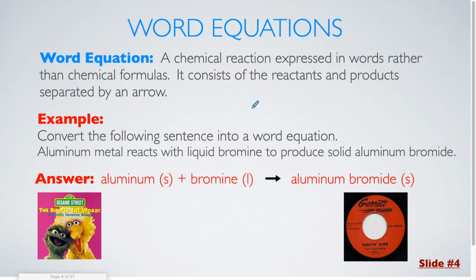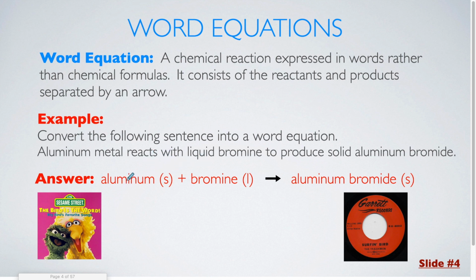A word equation is a chemical reaction expressed in words rather than chemical formulas. It consists of the reactants and the products separated by an arrow. So for example, let's say that I'm giving a sentence here. Aluminum metal reacts with liquid bromine to produce solid aluminum bromide. It's really just shortening this slightly by getting rid of all the words in the middle.